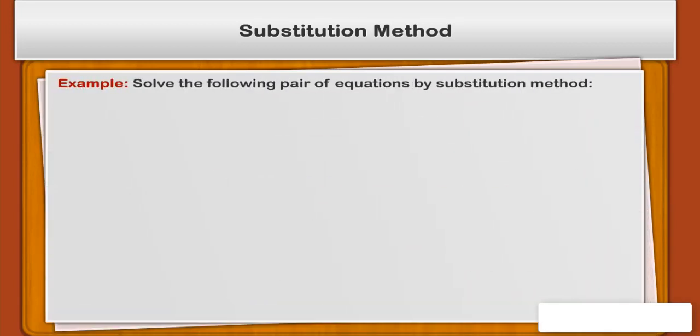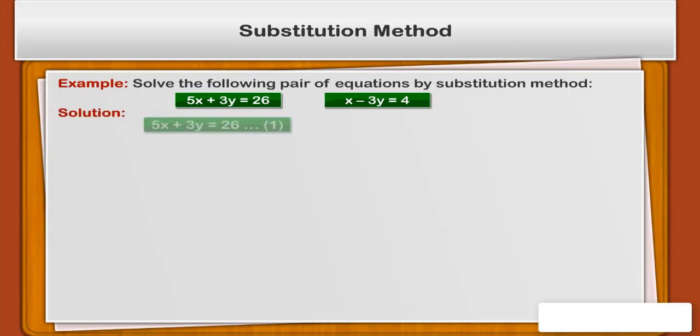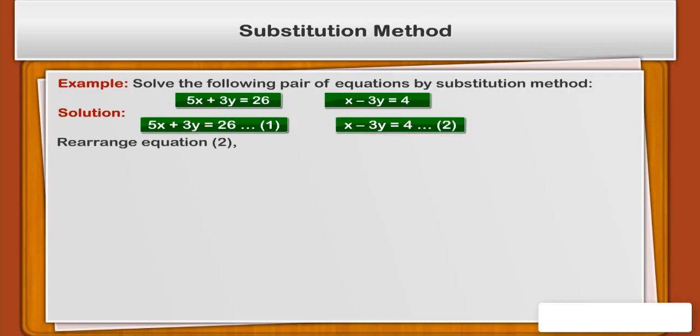Solve the following pair of equations by substitution method. 5x plus 3y is equal to 26 and x minus 3y is equal to 4. Let us solve by substitution method. 5x plus 3y is equal to 26 is equation 1 and x minus 3y is equal to 4 is equation 2. By rearranging equation 2, we get x is equal to 3y plus 4.